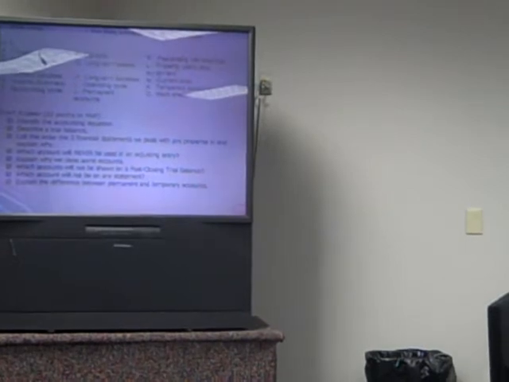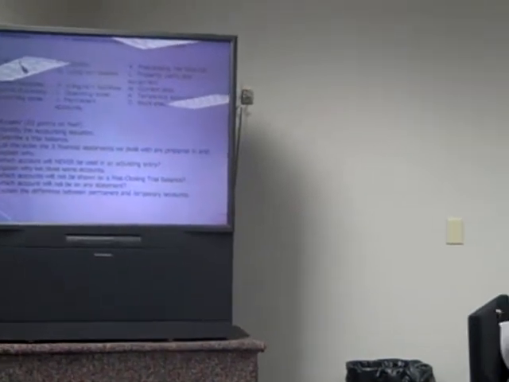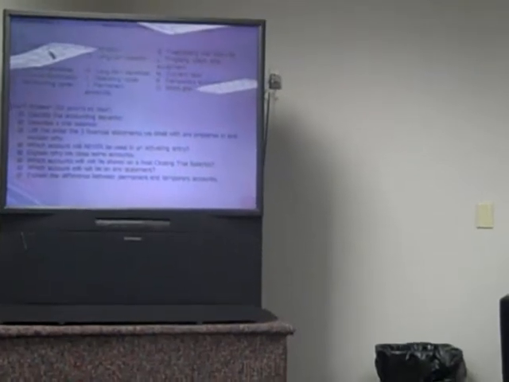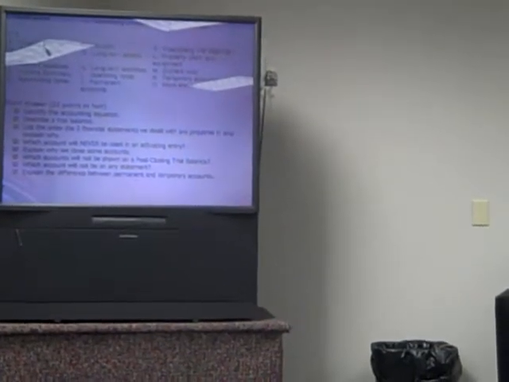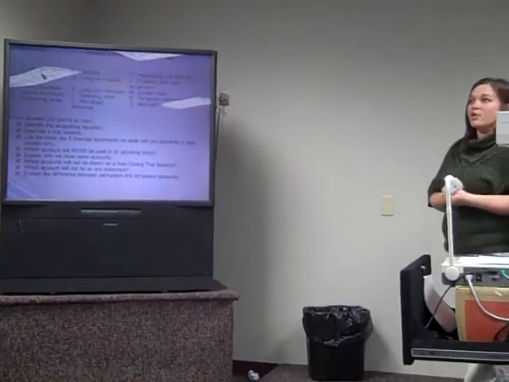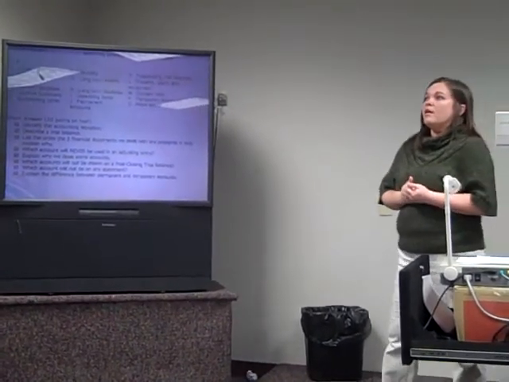That's the accounting equation. The second one, describe a trial balance. Our trial balance is one of the very first things we did. It's back in Chapter 2. It's a list of all your accounts and their debit and credit balances. All it does is show you that your debits and credits are in balance.